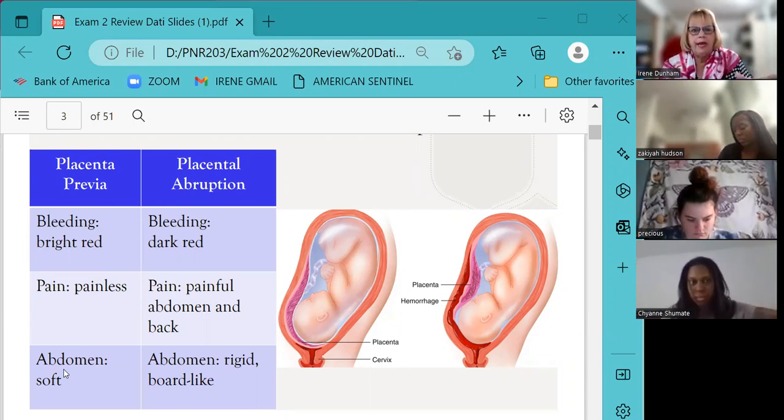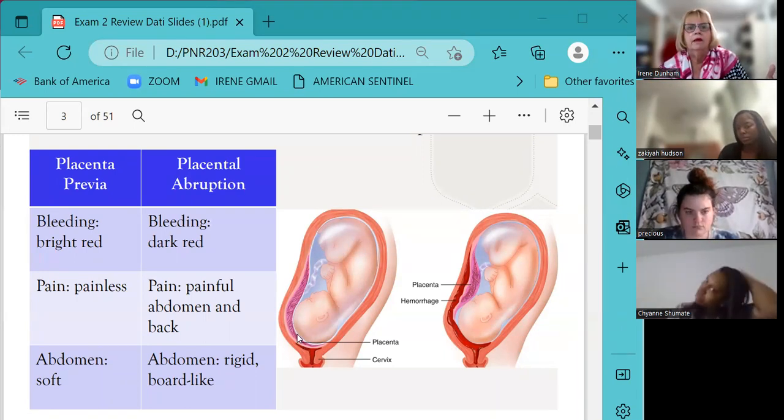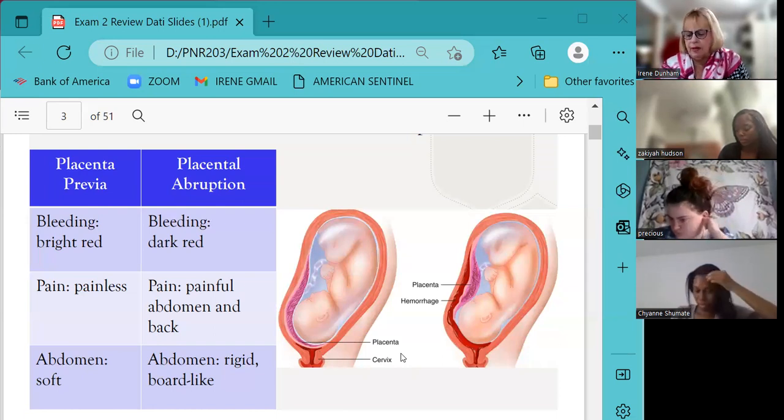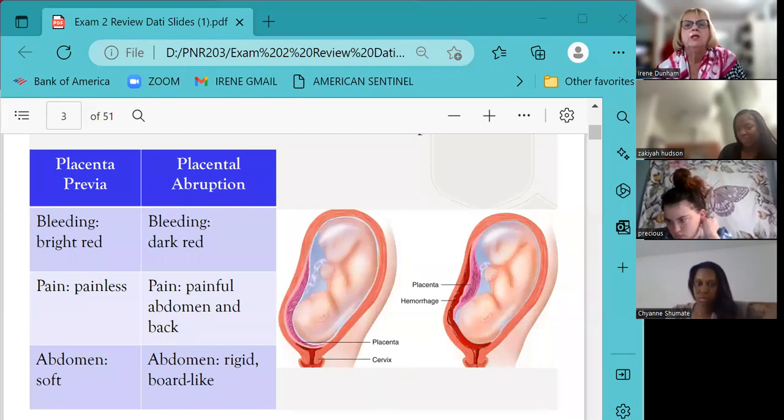Now, when a previa happens, where's the placenta? See this os here? Here's your cervix. The placenta is laying right over the os, so it covers it. That's why you would have a lot of blood, and it's bright red because it's lower down.